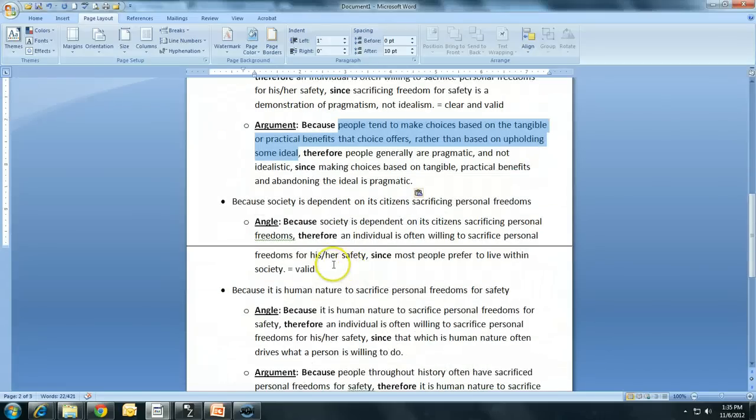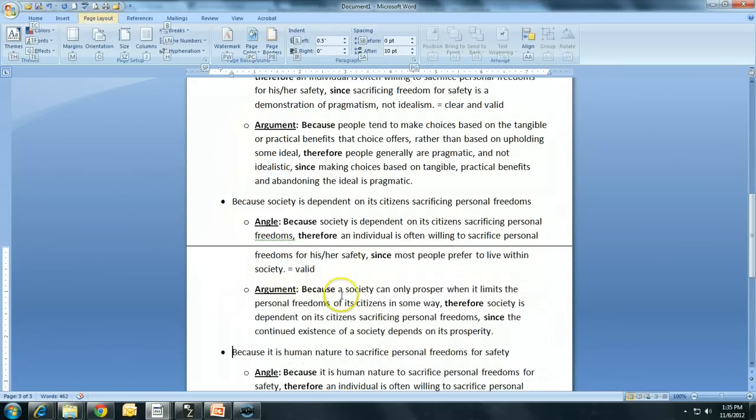I think I have this one already written out as well. It's that society is dependent on its citizens sacrificing personal freedoms. Yeah, let me do the argument for this one. There we go. Paste that in.